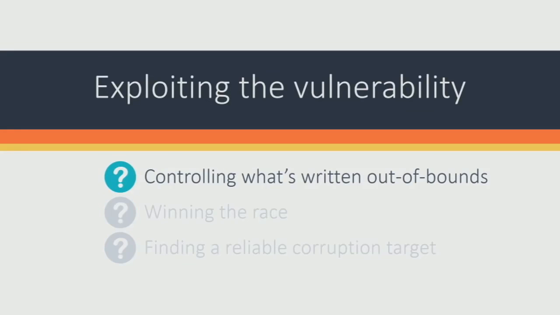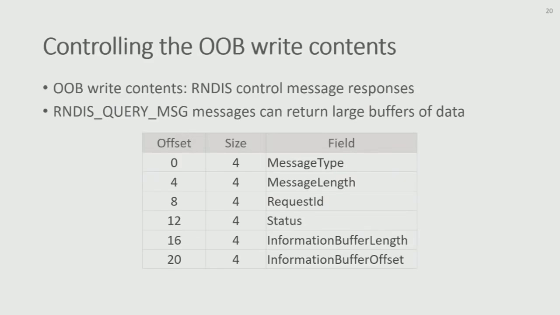So the first thing is, can we even write useful data to the receive buffer out of bounds? The short answer is yes. It's actually not that difficult. If you take a look at how the Rndis protocol works, basically every message that you send to your network card is going to have a complete message. And some of the complete messages, such as the complete message for the Rndis query message, include a buffer at the end, a buffer that can contain arbitrary data.